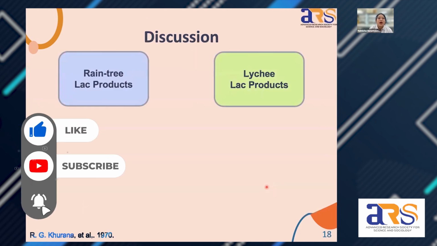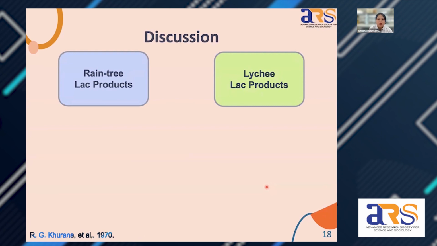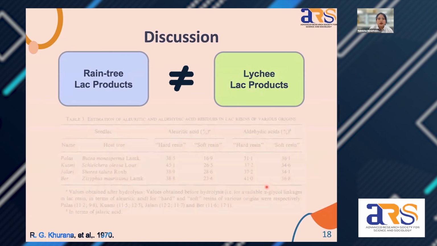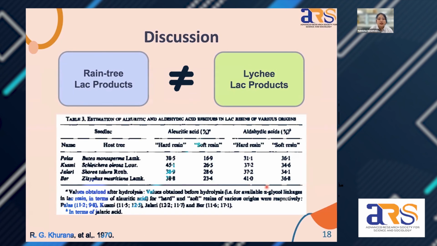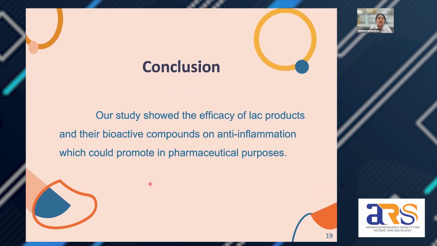Moreover, we found that the sources of LAC products matter, supported by the study of Khurana in 1970 that shows the different proportions of aleuritic acid from different sources. In conclusion, our study showed the efficacy of LAC products and their bioactive compounds on anti-inflammation, which could promote the pharmaceutical purposes.